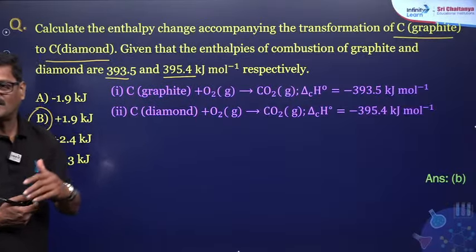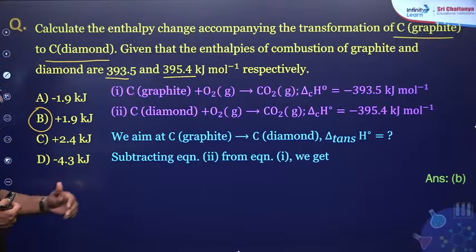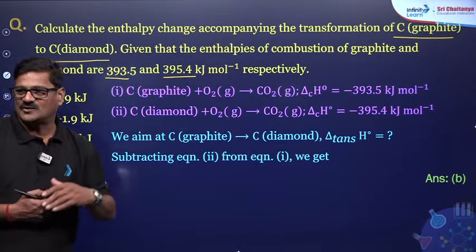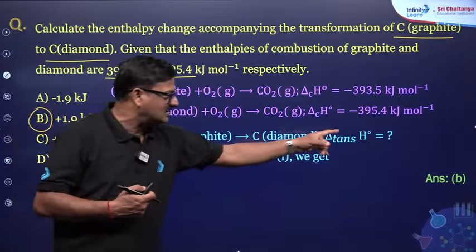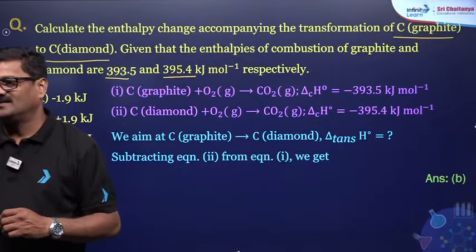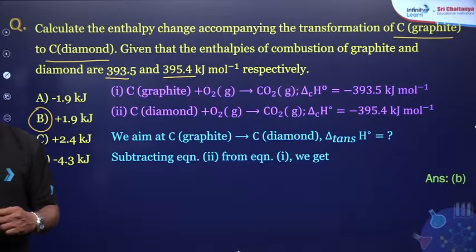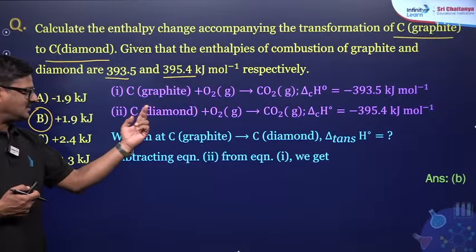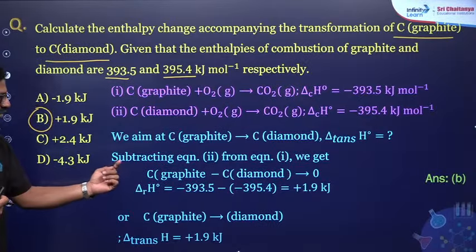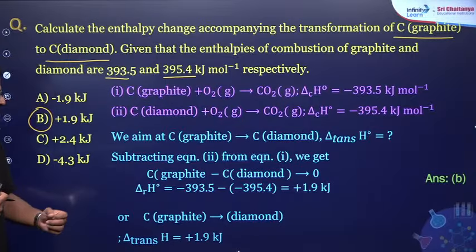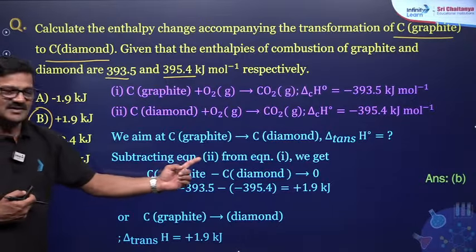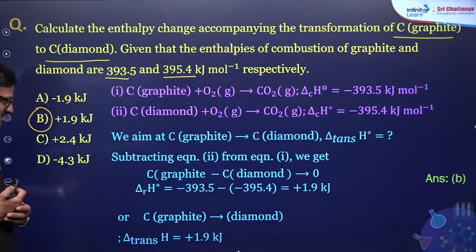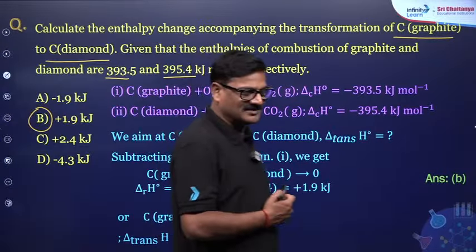If you add them, we aim to get graphite to diamond, so what will be the enthalpy for this transformation? We can take the second reaction, subtract it, and put it here. So graphite to diamond is obtained. So it is going to be subtraction. You are going to get plus 1.9 as the answer for this question. So the answer is plus 1.9.